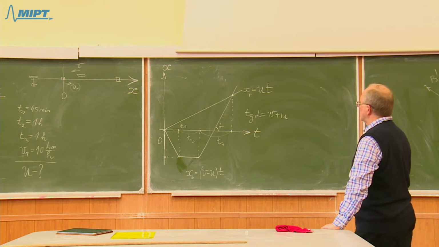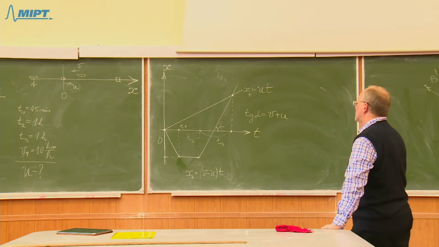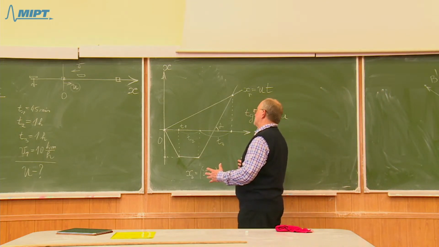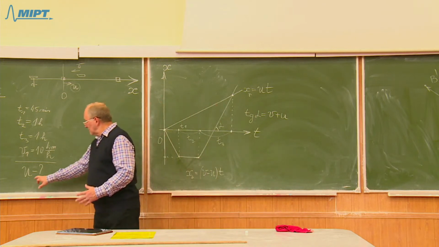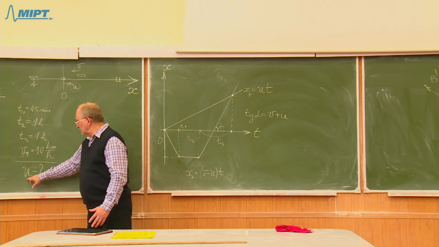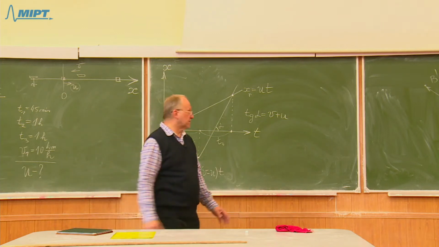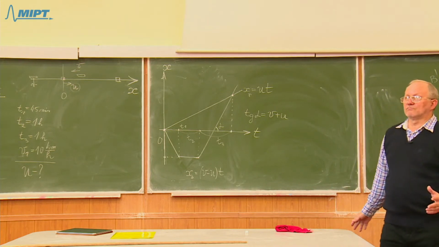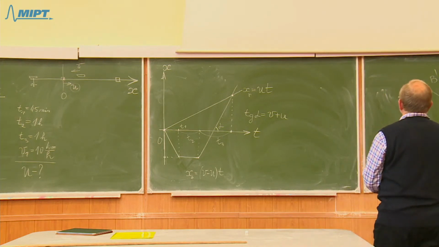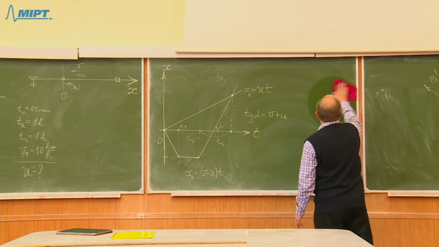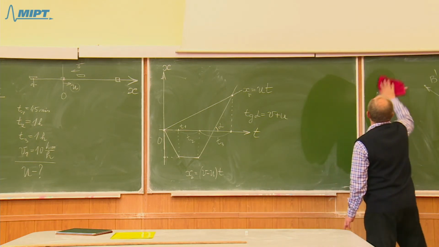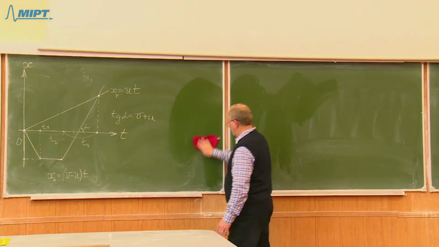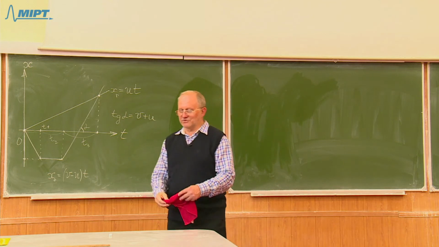But is it convenient to use such graphs of functions in order to find the unknown quantity, the river flow velocity? Is it convenient to use such a picture? No, it turns out to be not quite convenient. It turns out to be not very useful.